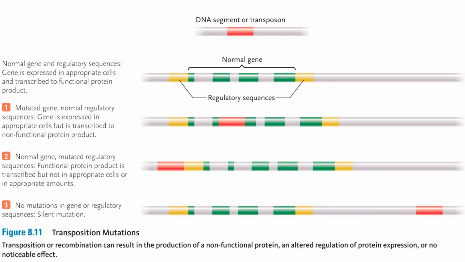If the transposon is inserted in the regulatory regions, then that's not going to affect the gene itself, so the proteins that result will be functional. However, they might not be expressed in the cells they're supposed to be expressed in, and because the regulation of the gene is part of how we maintain this in optimal levels, we might not have an appropriate level of this protein.